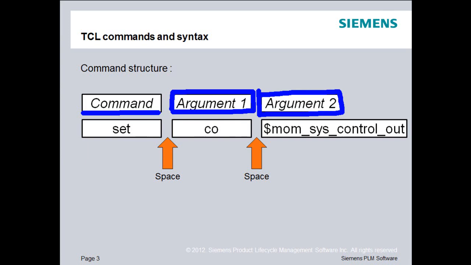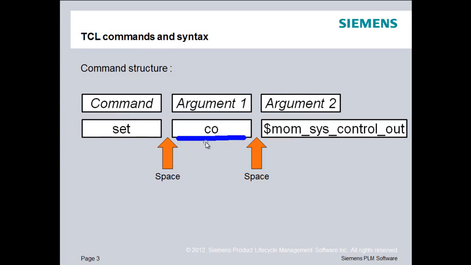The first argument is the variable that we will be defining. Now this variable, if not defined, will be defined by the set command. Unlike some other languages where you have to declare a variable before you can use it, in TCL that's not necessary. You actually can declare a variable as you set it. So that's the first argument, the CO variable. The second argument in our case was the value of another variable called mom_sys_control_out.